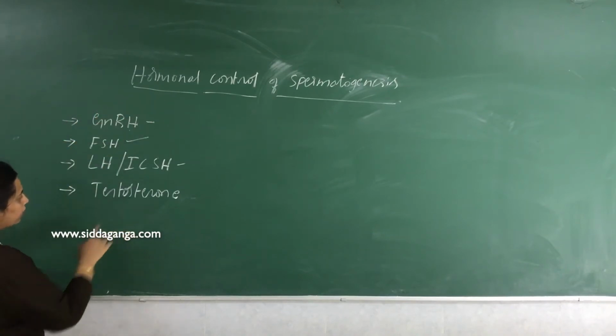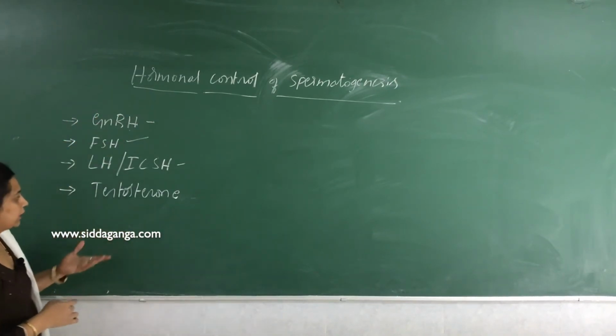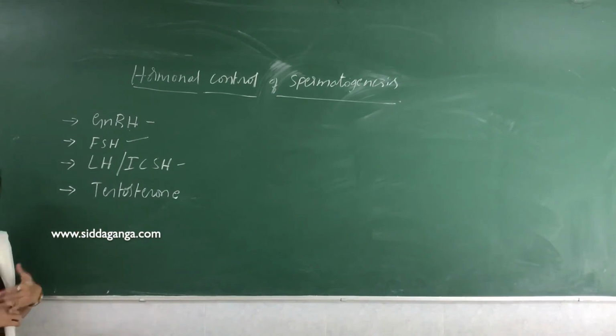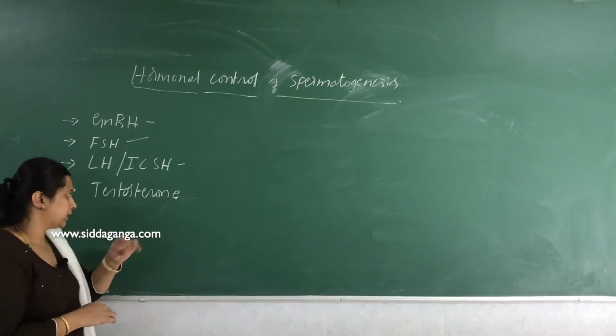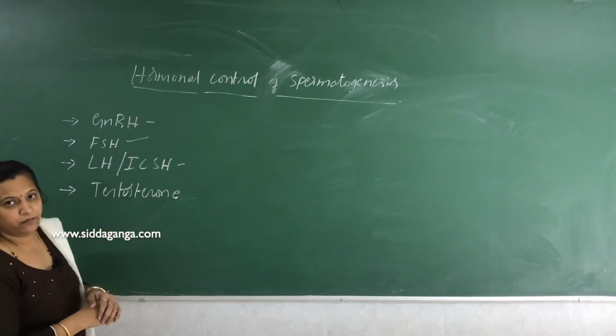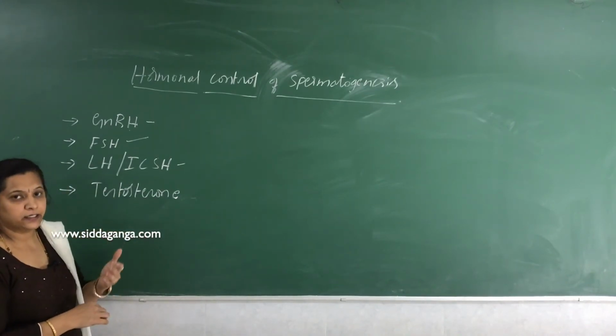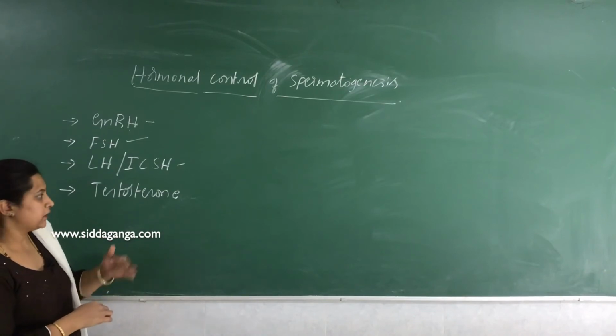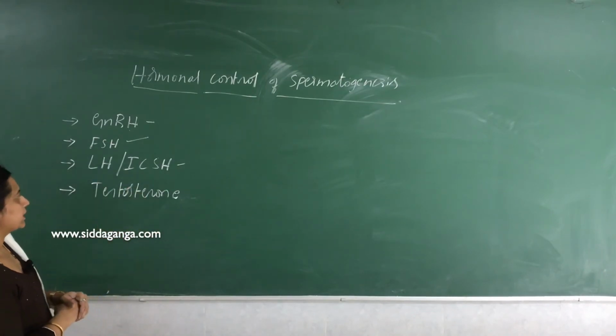And one more hormone is testosterone. Testosterone is necessary for the production of sperm. It stimulates spermatogenesis, and it is also responsible for the development of secondary sexual characteristics in males that we already discussed in our last classes.